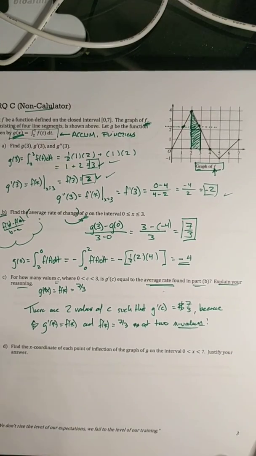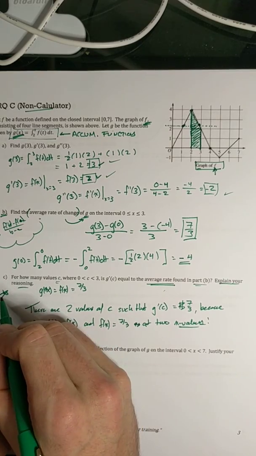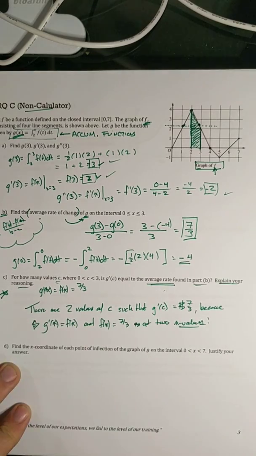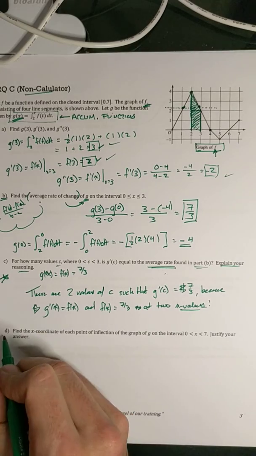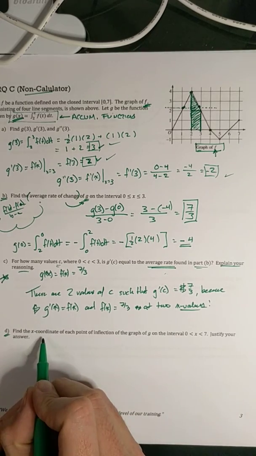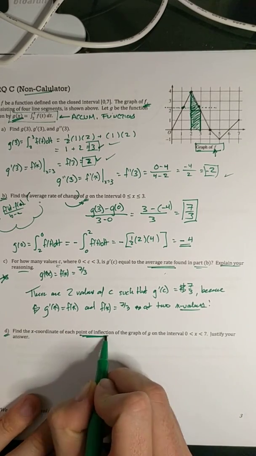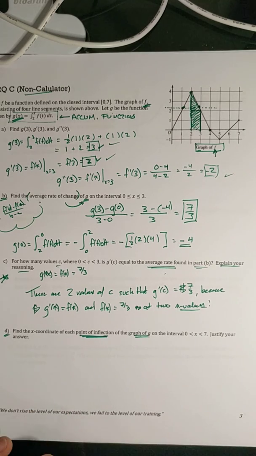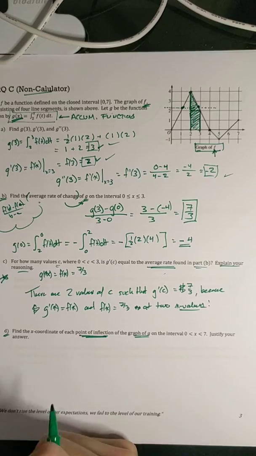There you go. If you got stuck on that, that's probably one of the hardest questions we've seen so far. That's a tough one. Rewind and review it if you need to. Let's get to part D. Find the x-coordinate of each point of inflection of the graph of g on the interval 0 to 7. Justify your answer. So point of inflection.